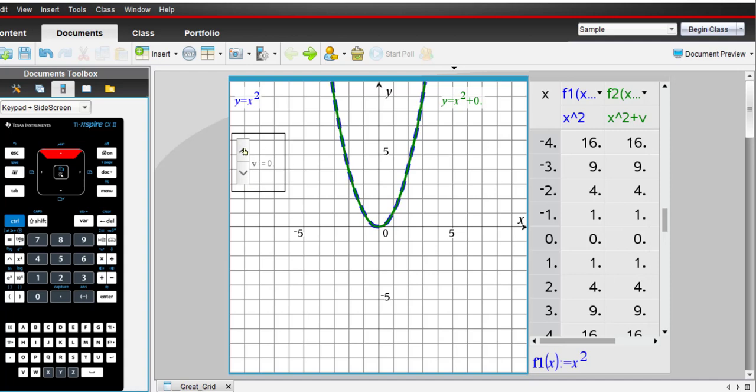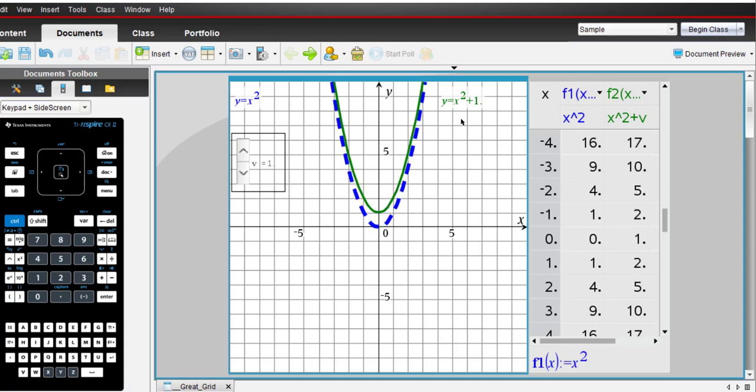And this is called a slider. And pressing the up arrow increases the slider value, and down arrow decreases it. So right now you can see these are identical ordered pairs. So let's go ahead and increase v to 1. And you can see that the function changes, the graph changes, and so did the table.